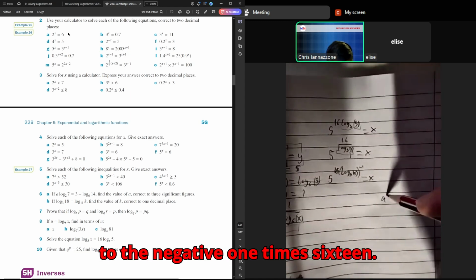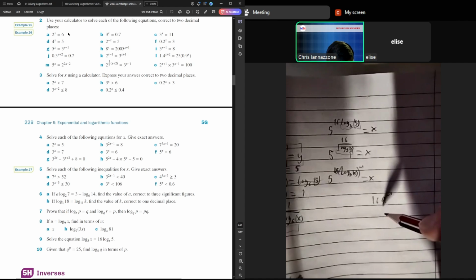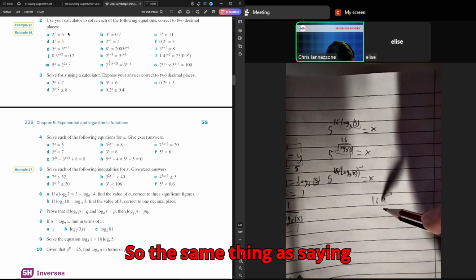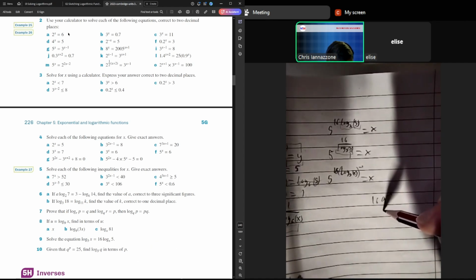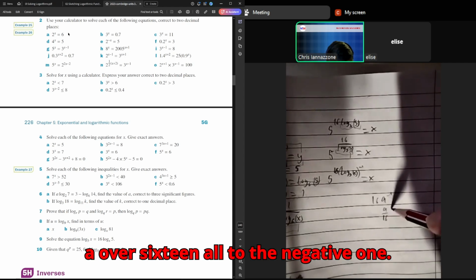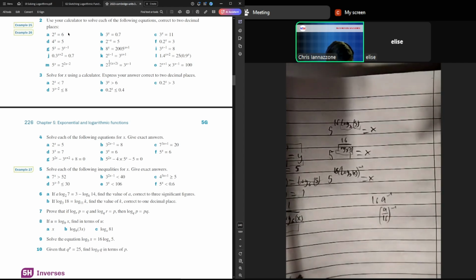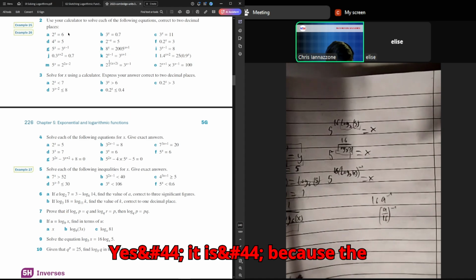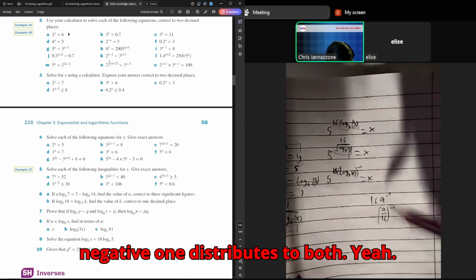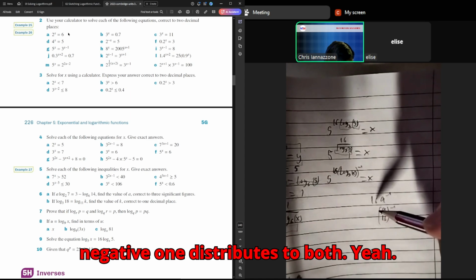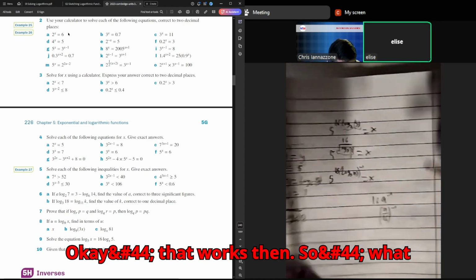So if I have a to the -1 times 16, is it the same thing as saying a over 16 all to the -1? Yes, it is. Because the -1 distributes to both. Yeah. Okay, that works then.